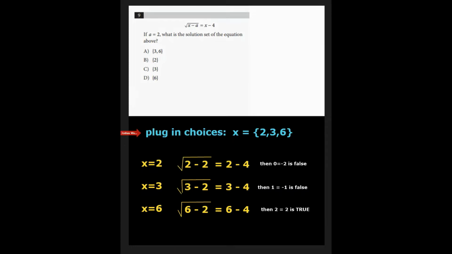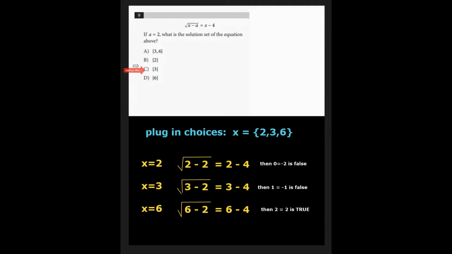If we plug in x equals 2, with knowing that a is 2, we'll have the square root of 0 equals 2 minus 4. So 0 equals minus 2 is a false statement. So 2 is not a solution to the equation that's given. Plugging in 3, we'll have the square root of 3 minus 2 equals 3 minus 4, which states that 1 equals negative 1, which is also false. So it's not 2 or 3. So we can eliminate B and C.